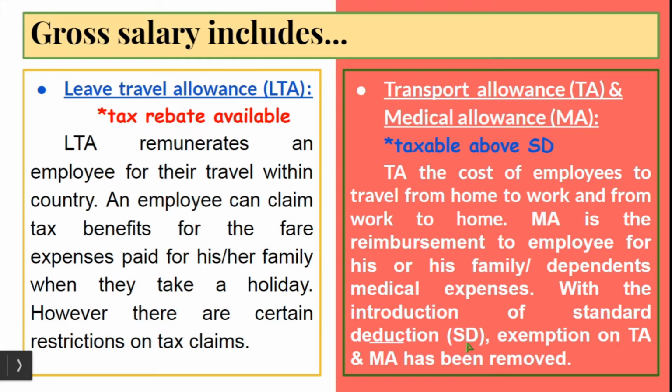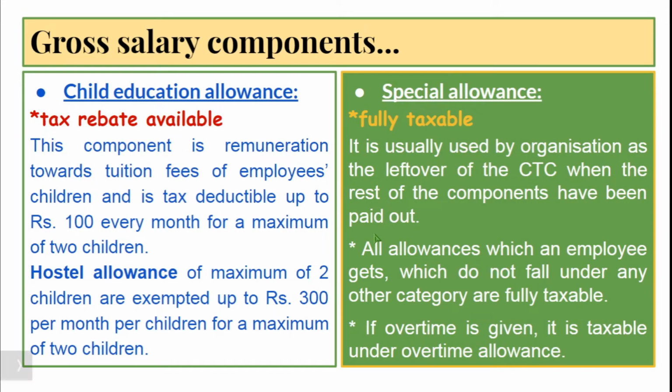Okay, straight away. That's why this is called a standard deduction. All right. Then we have children education allowance. This component is remuneration towards tuition fees of employees' children, and a tax deductible up to rupees 100 every month for a maximum of 2 children. Hence, this amount is usually set to not more than rupees 2,400 a year for an employee for 2 children.